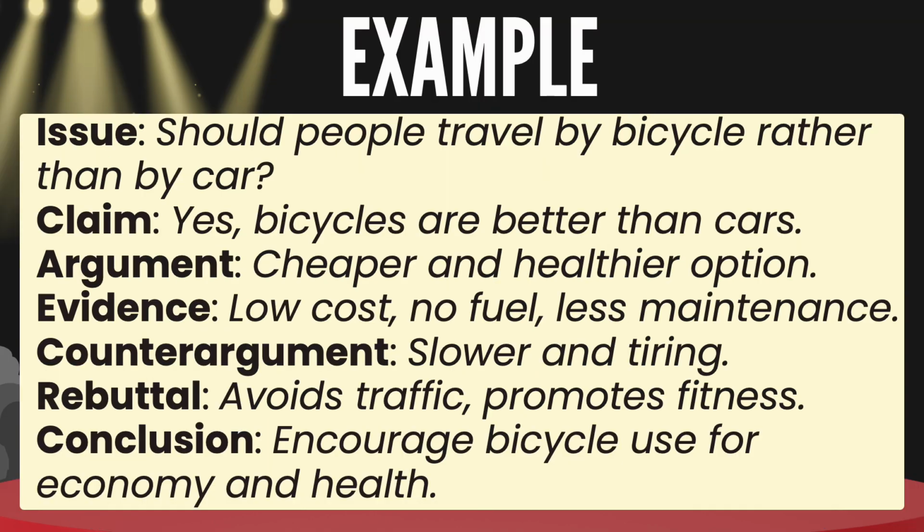Let us look at a quick example using our key terms in action. For the issue, should people travel by bicycle rather than by car? Our claim is, yes, bicycles are better than cars. The argument is that it's a cheaper and healthier option. The evidence is low cost, no fuel, and less maintenance. We also acknowledge the counter-argument that it's slower and tiring, but our rebuttal proves it avoids traffic and promotes fitness. This is the whole essay in miniature.